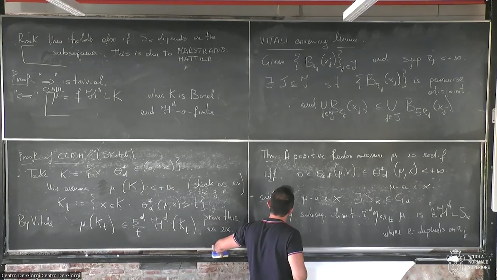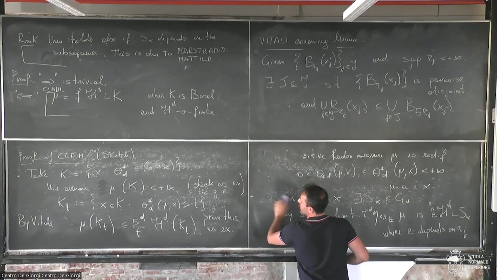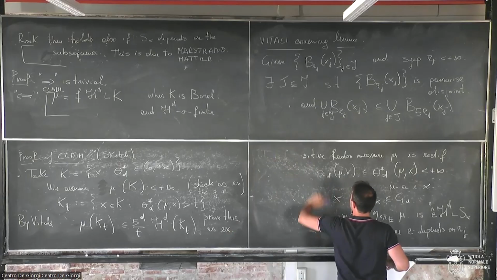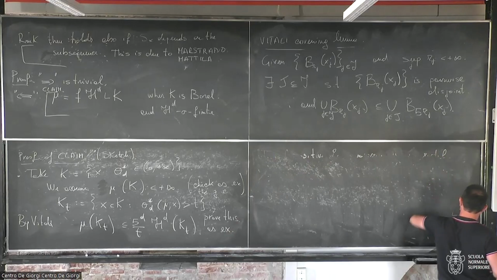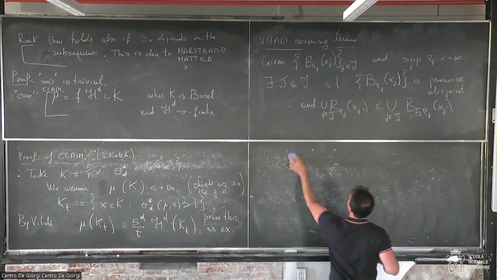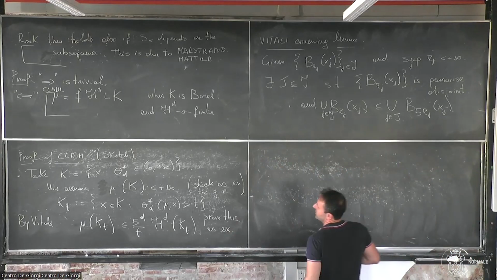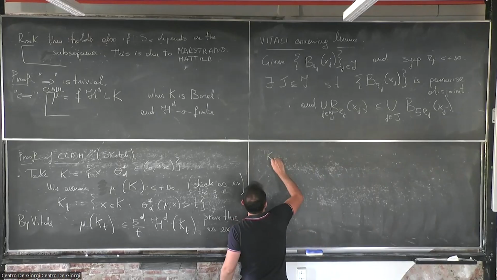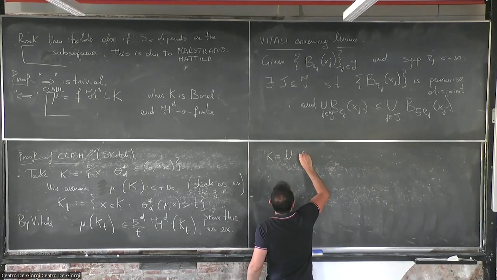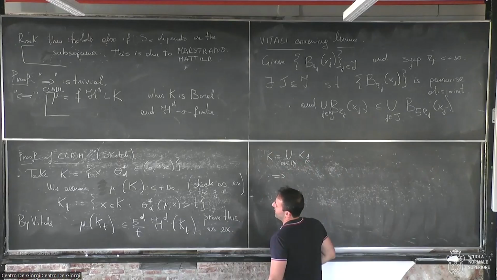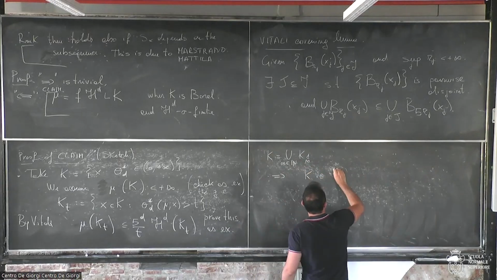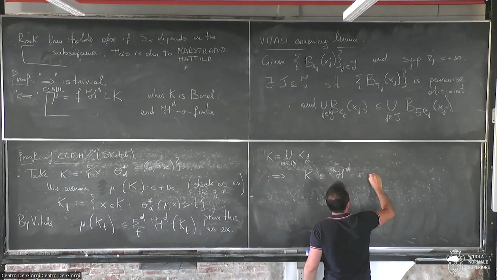And in particular, this is telling you that if you take the union in t, it is equal to the union of K_{1/n}, n in N. So this means that K is H^d sigma-finite.